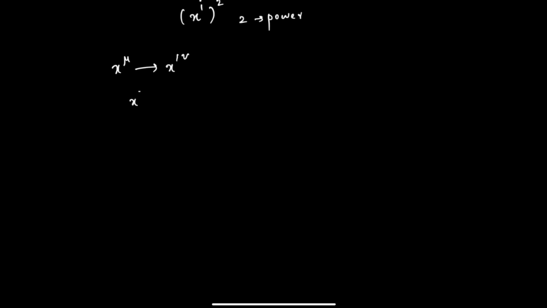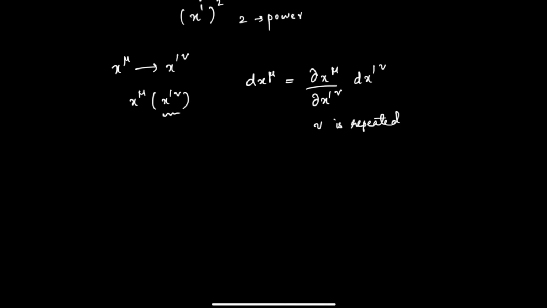For example, consider the transformation x^mu, x'^nu. I can write x^mu as a function of x'^nu. Then the derivative dx^mu is the partial derivative of x^mu with respect to x'^nu, dx'^nu, right? So here nu is repeated.